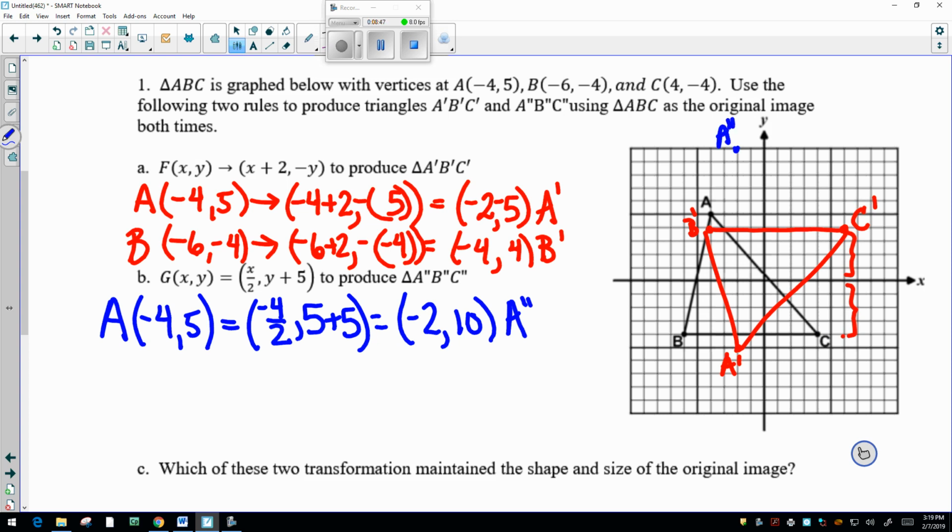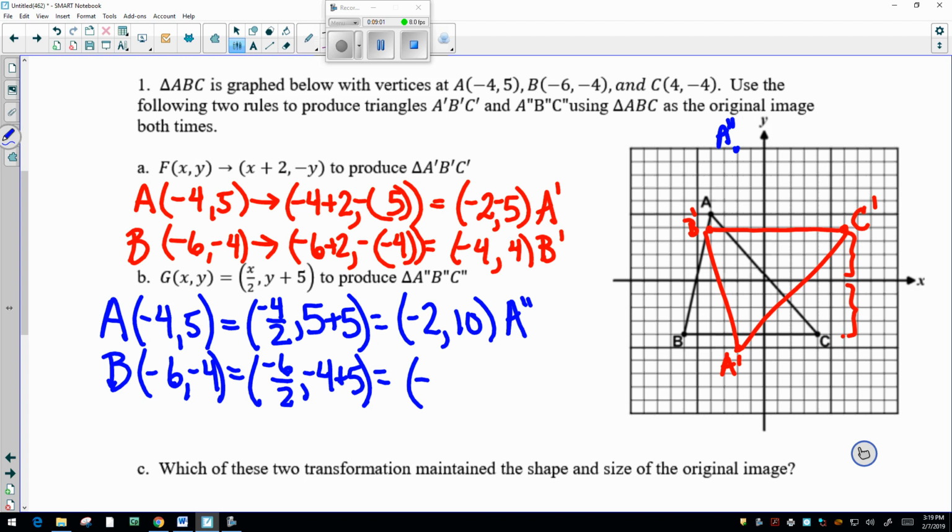Okay, we're going to try the same with B. So B starts off at -6, -4. I'm going to take -6. It says take half of that. Take my -4 and add on 5. So this would get me -3. And then when I add those two, I'm going to get a +1. Here's my new B double prime location. So I have a -3, I have a +1. Here's B double prime. Notice color at these times can be helpful as well.